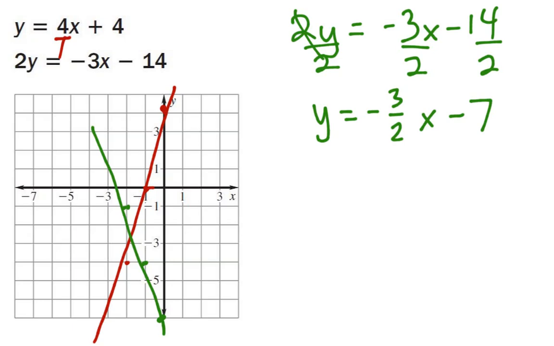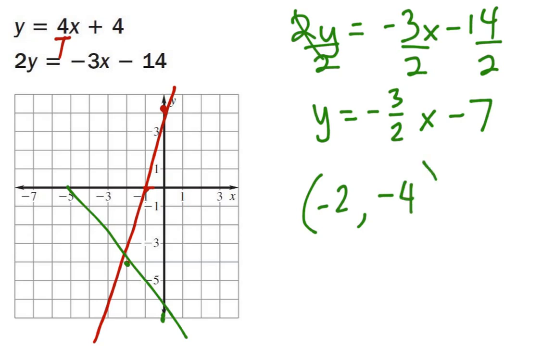Well, I just made another mistake actually. Let me back up just a little bit. My y-intercept was good. I should have gone up 3 and left 2 units, which ends up right there. So that is actually the point of intersection, which is at -2, -4. And now I need to check this solution.